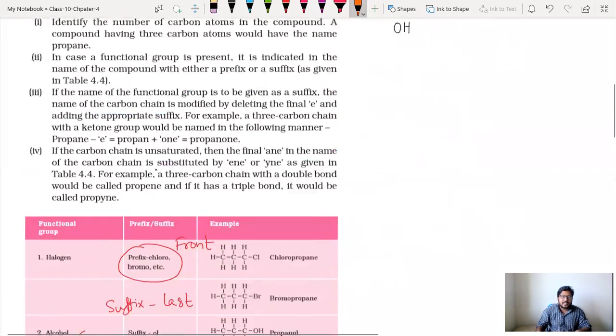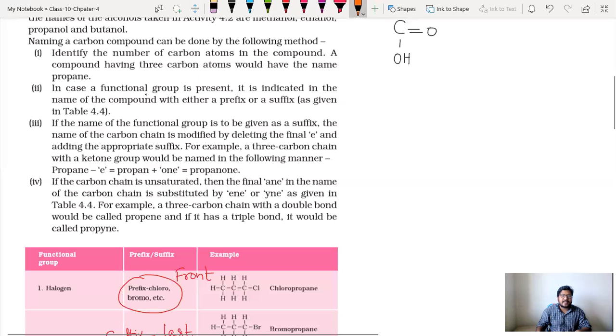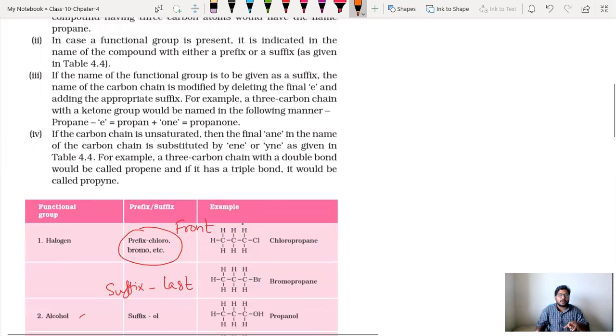Okay, next. Second point, in case a functional group is present. So now we have added a functional group, and if it is present, it is indicated in the name of the compound either with a prefix or suffix. Okay, so we have to give a prefix or suffix. Third point, if the name of the functional group is to be given as a suffix, suffix means last. That we'll see in the next example. Now we are going with the prefix. So if you are going with the prefix, what do we have to do?